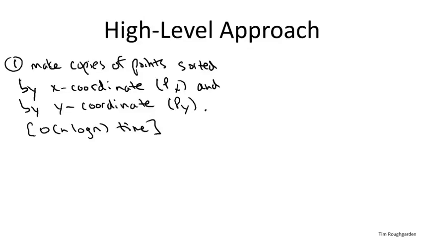So in particular, we're not going to be able to get away with just a simple linear scan through these arrays to identify the closest pair of points. To see that, consider the following example.